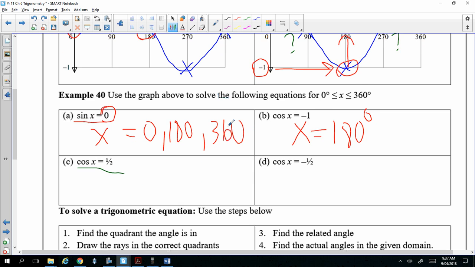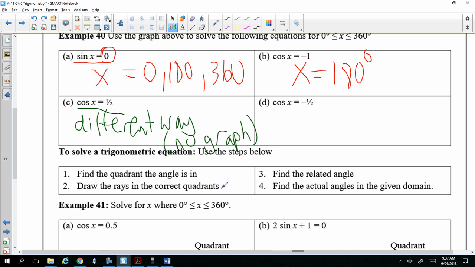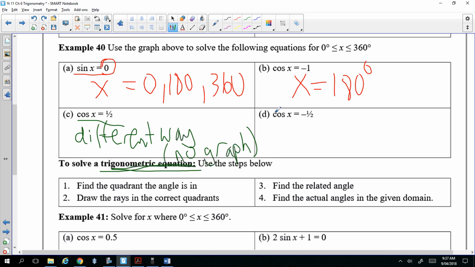Okay, so how to solve trigonometric equations? These are called trigonometric equations because it's an equation finding the unknown angle. Have a look at the 4 steps. First step, find the quadrant the angle is in. Draw the ray in the correct quadrants. Find the related angle. Find the actual angles in the domain. All right, let's go through this.